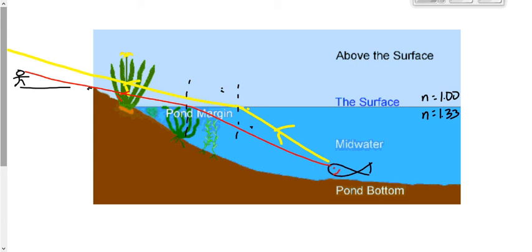But notice that this angle of incidence right here is bigger than this angle of incidence right here. What if that red angle of incidence actually ends up being bigger than the critical angle? The yellow one wasn't. What if the red one is bigger than the critical angle? Well, the light no longer refracts, rather it reflects down like this. The guy no longer sees this fish.